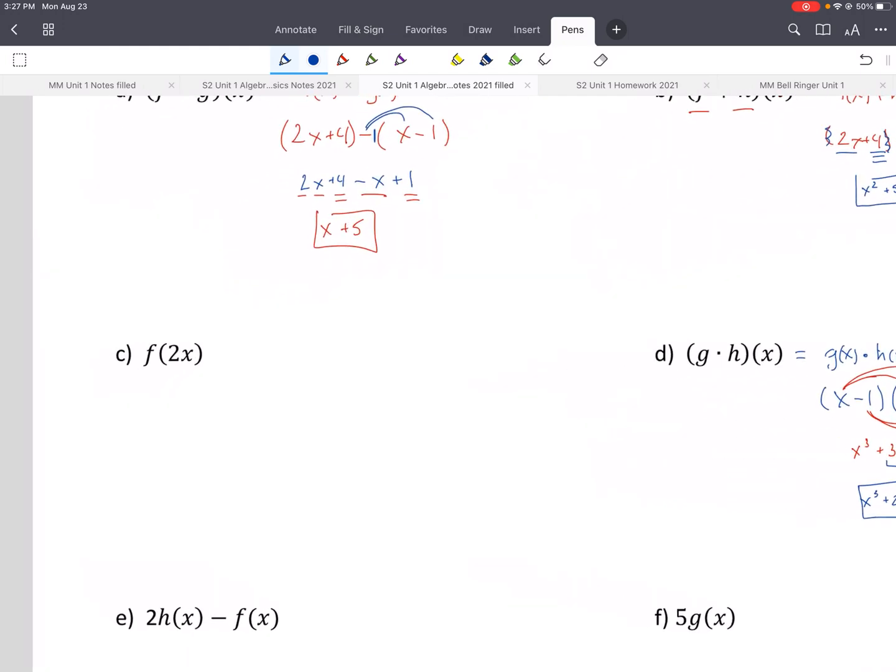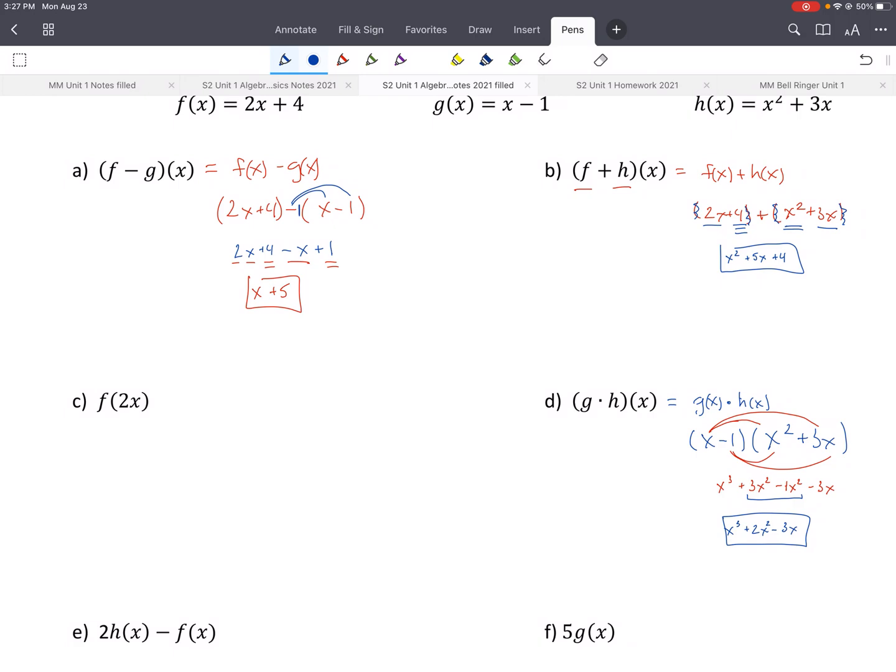All right, so those are the three different types that you'll run into. I guess this one's a little different too. So C, this is f of 2x. So if this is the case, then whatever's in this parenthesis is what we're going to substitute into that function. Well, f of x is 2x plus 4. But what we're going to do is substitute that 2x into that x. So we'll end up getting 2 times 2x plus 4, which gives us 4x plus 4. So that one's a little tricky, but that is what you do.